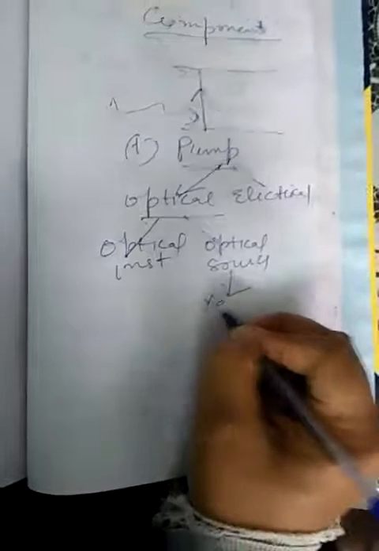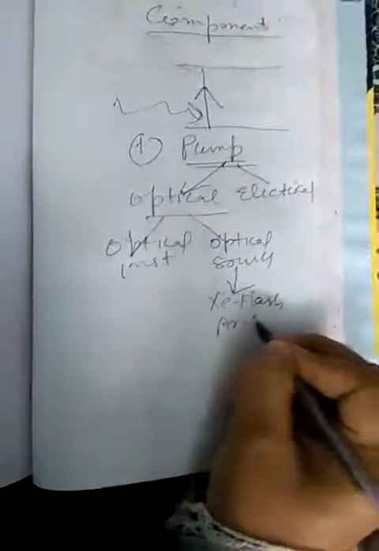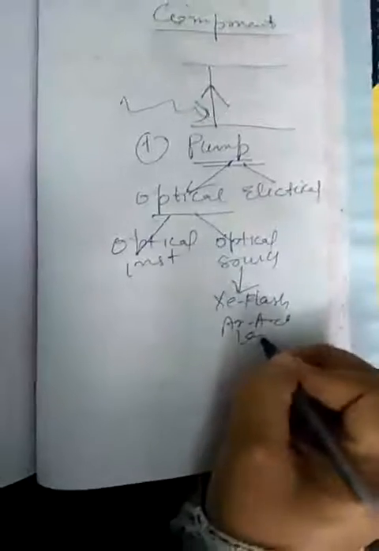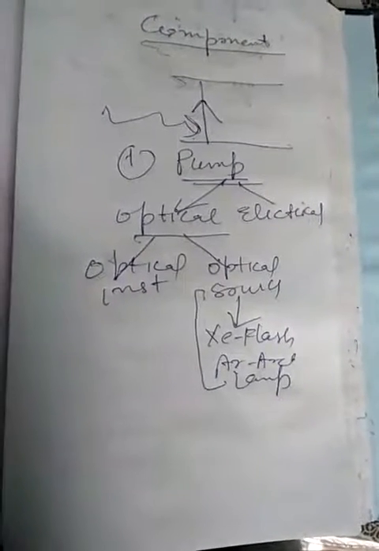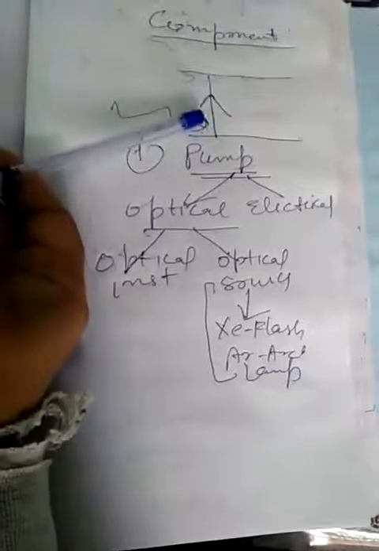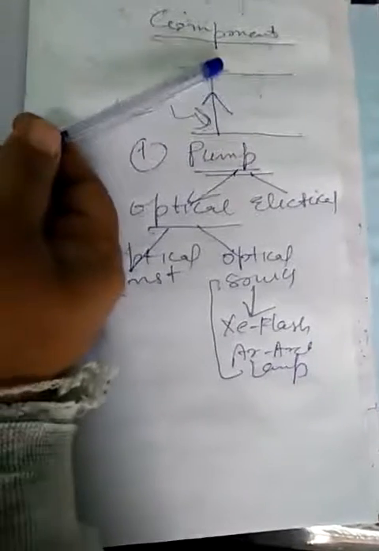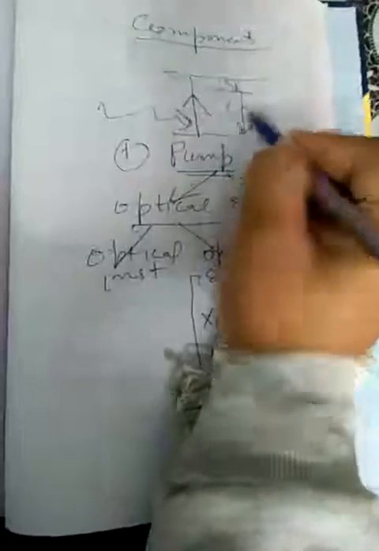It could be a xenon flash tube or an argon arc lamp. Both of them can provide light radiation. They are such energetic sources that they provide a very high amount of energy. And why are they required? Because once the energy is provided, the atoms gain energy and go to the excited state, then go to the metastable state, and then the process of stimulated emission takes place.